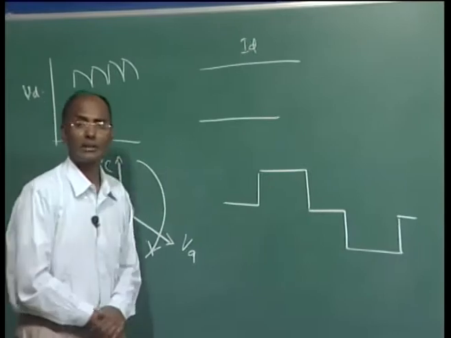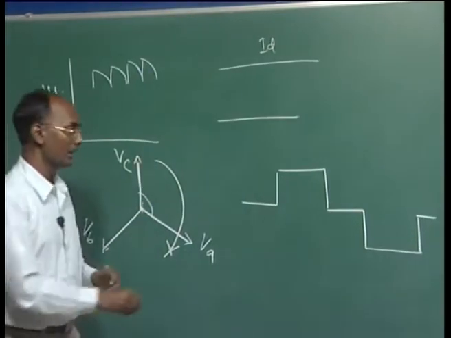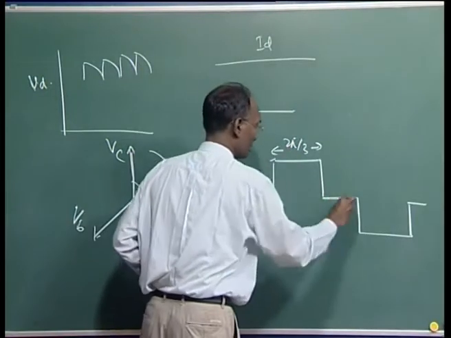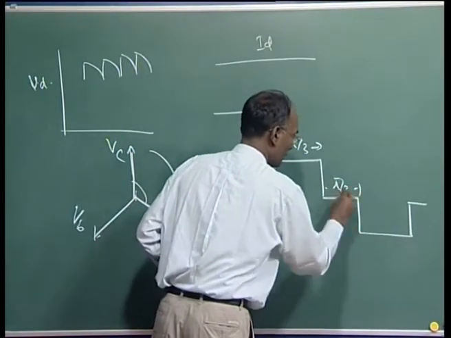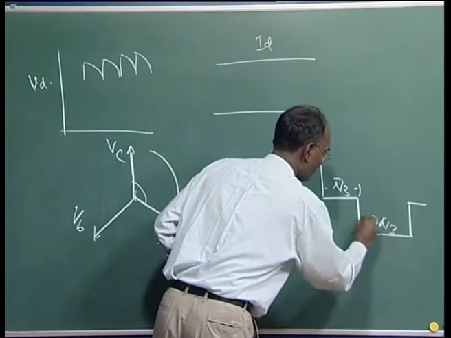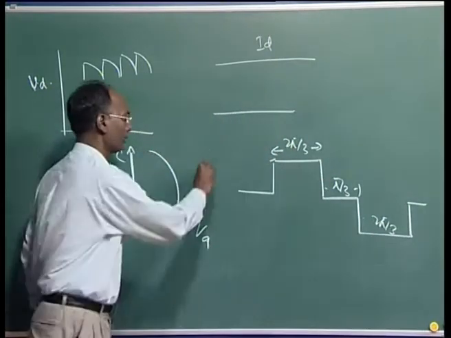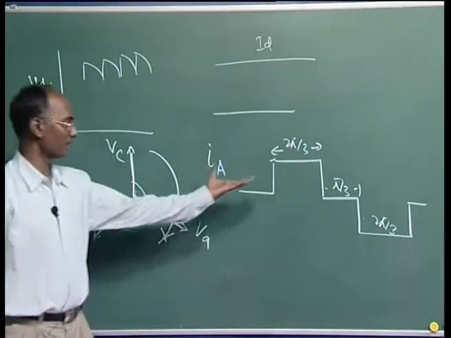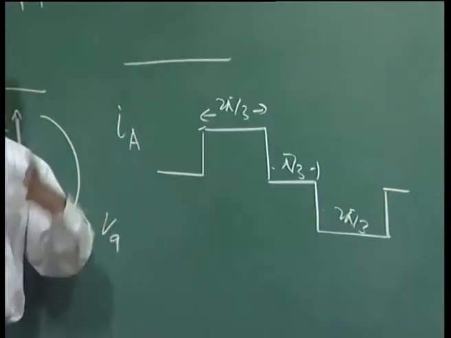Again, with a different type of configuration of your transformers, here it is basically 2 pi by 3, here is pi by 3, here again 2 pi by 3. This is basically any phase current, I can say A. So it is now having current harmonics.